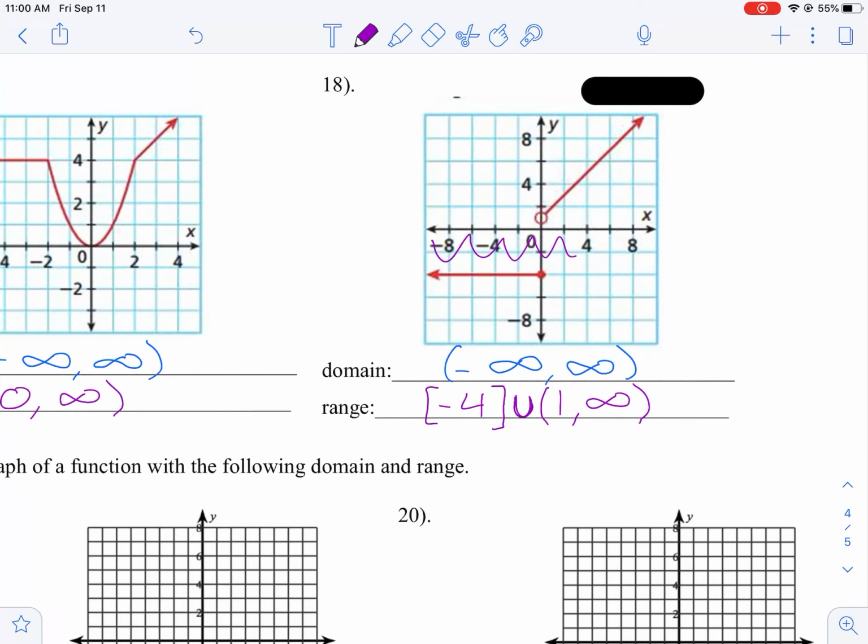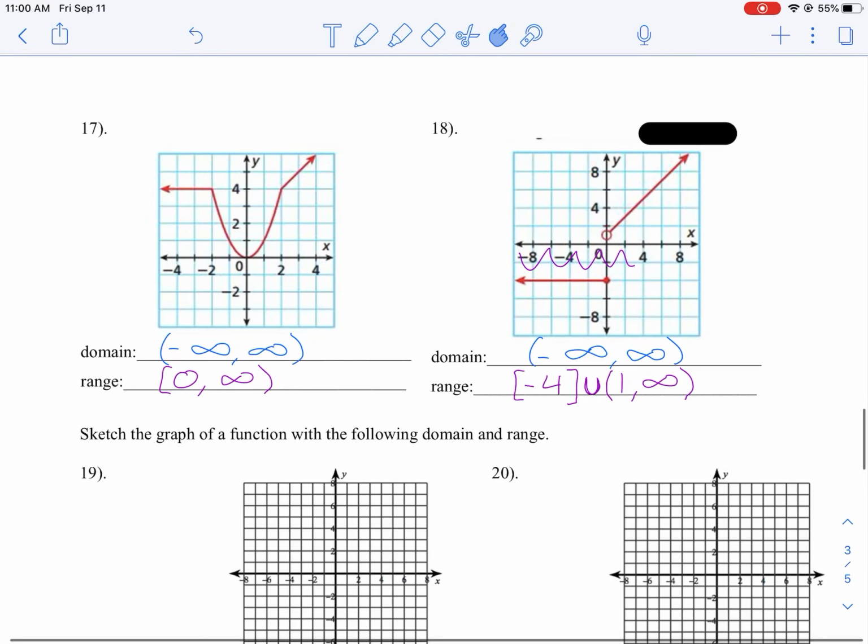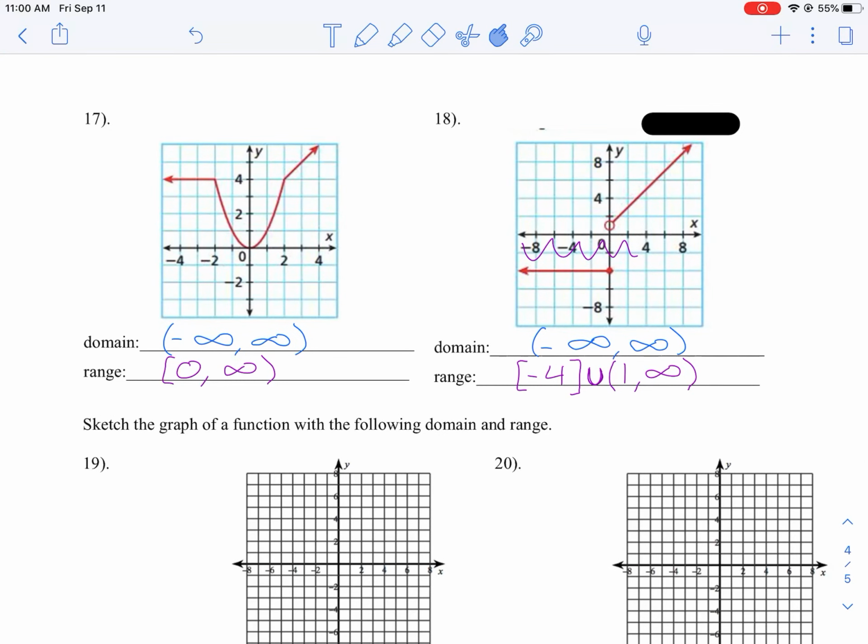So there's your domain and range. So follow along in your notes packet. Hopefully this answered some questions for you. We will practice this more in class, and then you can work on your homework.